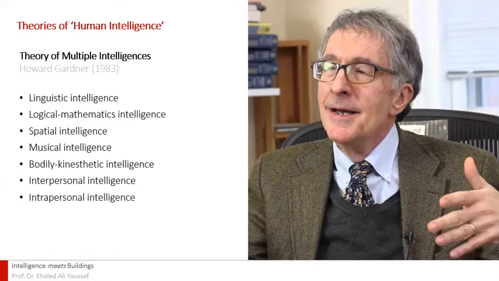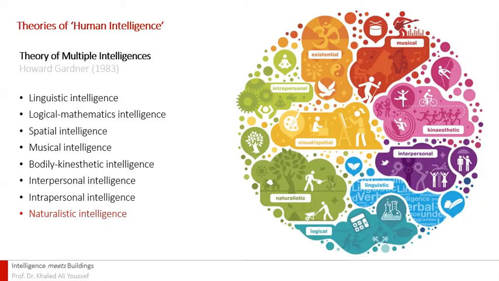According to Gardner, intelligence can be classified into linguistic intelligence, logical mathematical intelligence, spatial intelligence, musical intelligence, bodily kinesthetic intelligence, interpersonal intelligence, and intrapersonal intelligence. Later, another type of intelligence was added, which is the naturalistic intelligence.